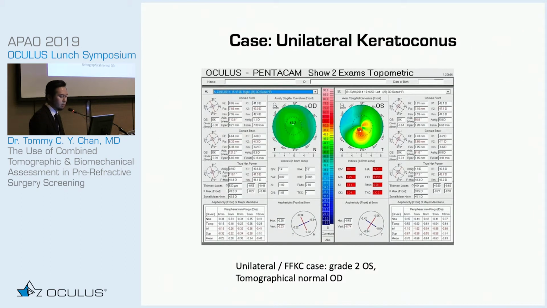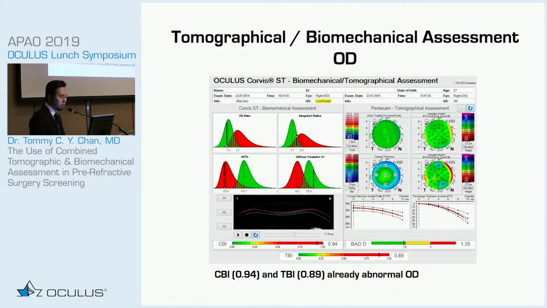For example, in this case, you can see the right eye of the patient is totally normal, but the left eye has definite keratoconus. When you do the TBI for the right eye, the seemingly normal eye, you get a normal BAD, but a very abnormal CBI of 0.94, and it generates a TBI of 0.98, which is very high in this case.